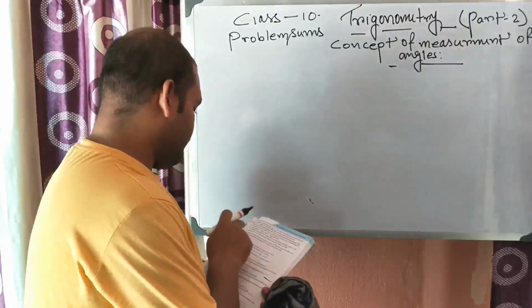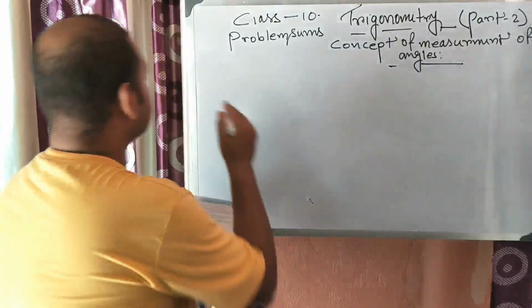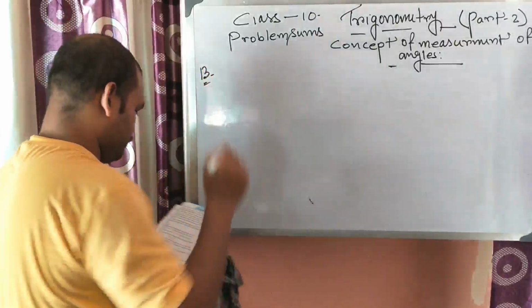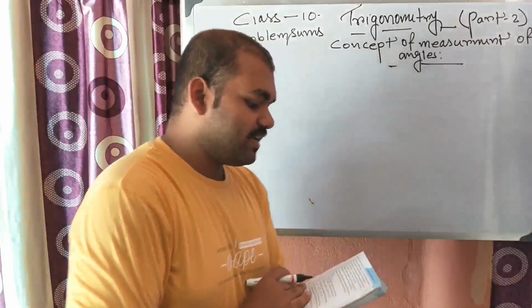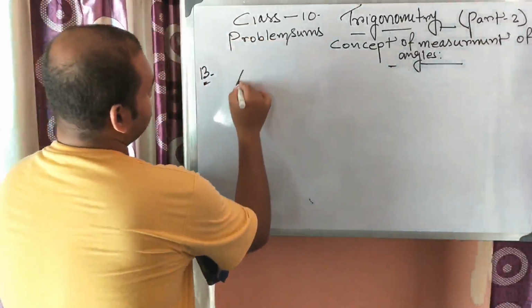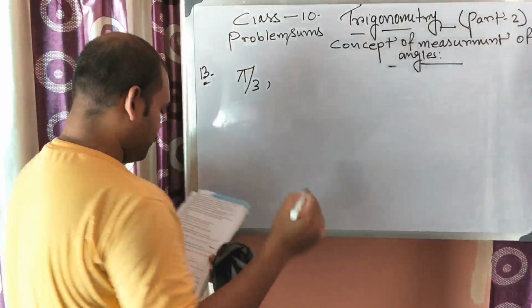Next is let's do the 13th question. If the measures of 3 angles of a quadrilateral are pi by 3, what are the measurements? Quadrilateral. What do you mean by quadrilateral?